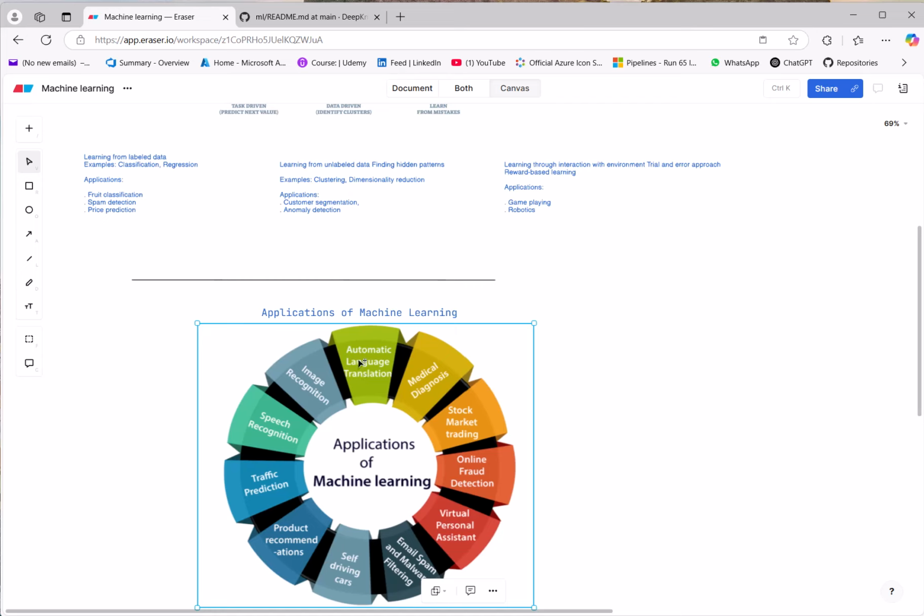As you can see here, there is automatic language translation, of course, with this revolution with ChatGPT and DeepSeek and everything, it's heavily using machine learning. Also in medical diagnosis, if you have images and would like to classify or detect a tumor or any disease, it's also used in the stock market, and many applications. And also self-driving cars, for example Tesla or Chinese cars.